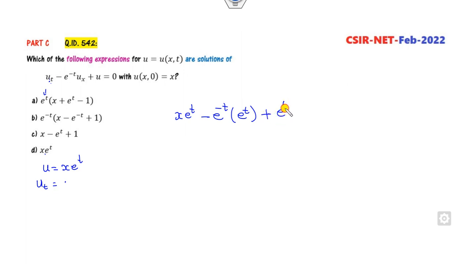u is my e raised to x into this. Can it be a 0? No. It is my 1. It's a 2x e raised to power t minus 1, but we need a 0. So this option cancels out.